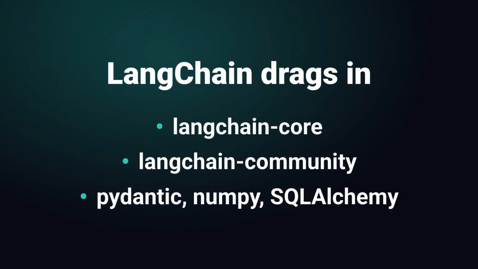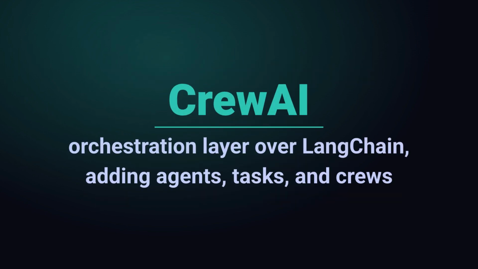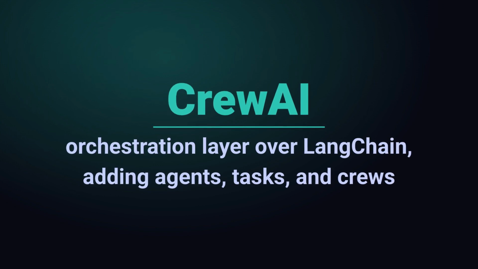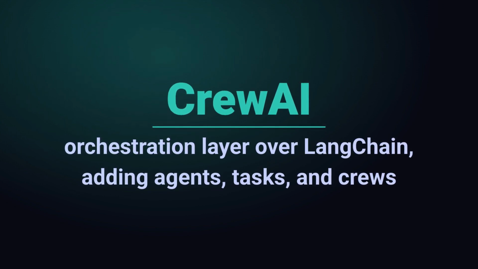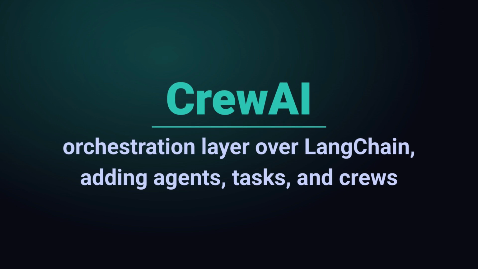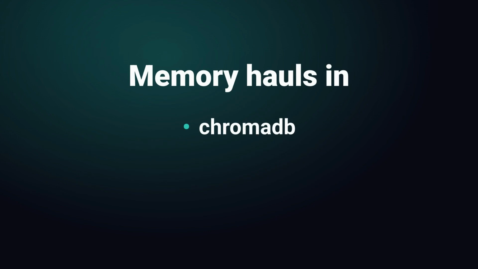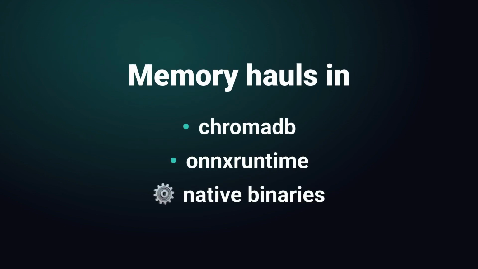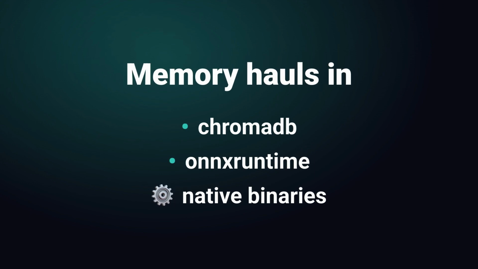CrewAI takes a different route, but it's not automatically the leaner one. CrewAI is built on top of LangChain primitives in many versions, which means you inherit a chunk of that same dependency tree, plus CrewAI's own orchestration layer for agents, tasks, and crews. On top of that, it pulls an embed chain and chromadb for memory by default, and chromadb alone hauls in onnxruntime, tokenizers, and a pile of native binaries that balloon your image fast.